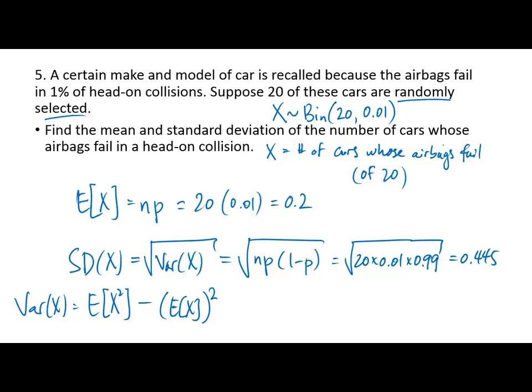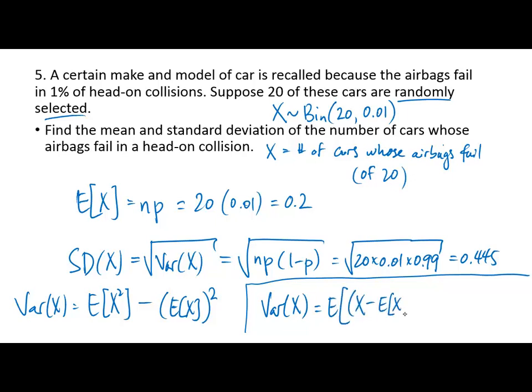Thank you. Would you explain why the variance is equal to np times 1 minus p? Could I explain why the variance is equal to that? Yes. Well, the variance of X by definition is the expected value of X minus the expected value of X, squared.